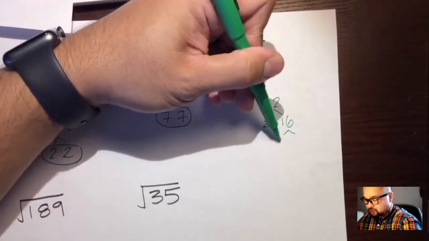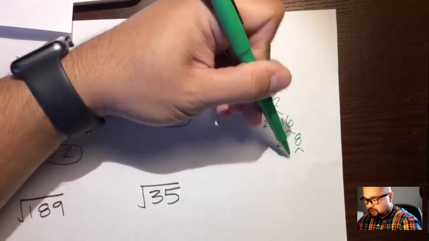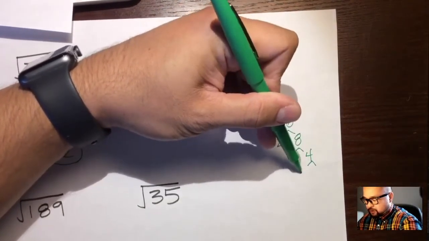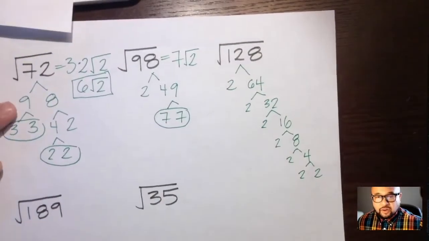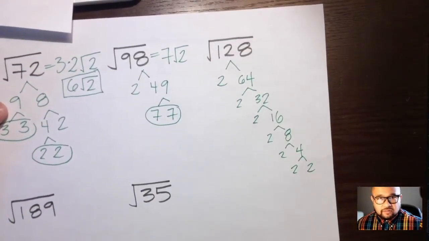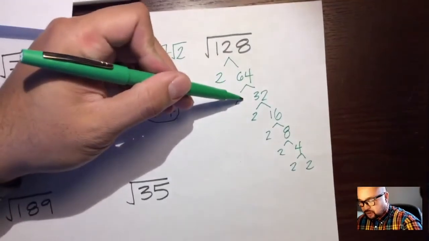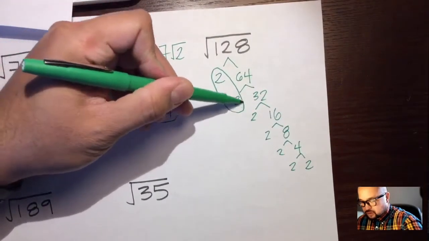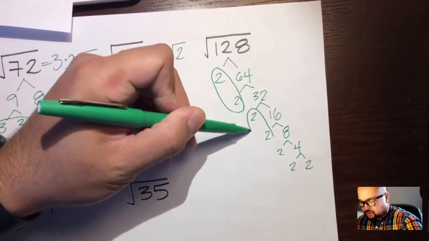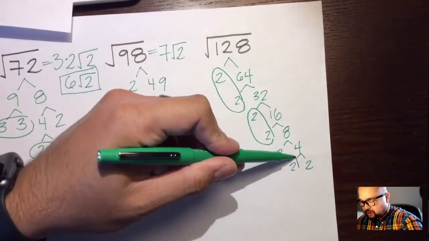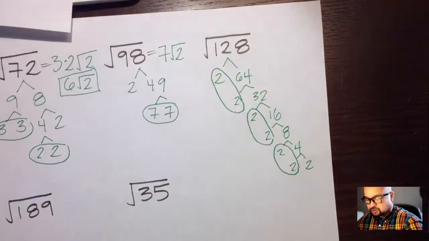Then 16 are 2 and 8. 8 are 2 and 4, and 4 are 2 and 2. Whoa, that's a lot of 2's. So let's circle all of our pairs. We have one pair of 2's. We have another pair of 2's. And we have another pair of 2's.